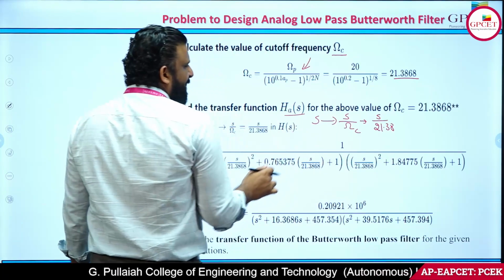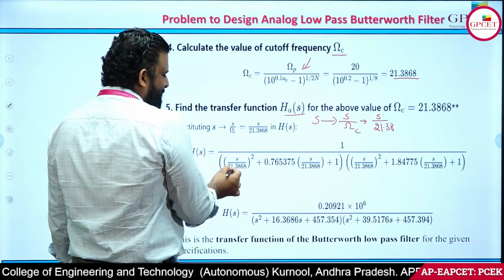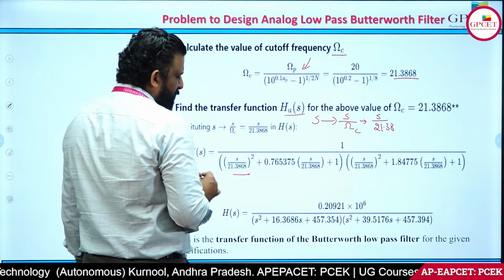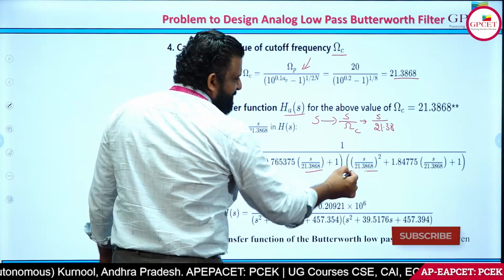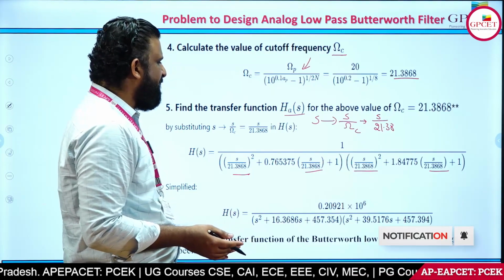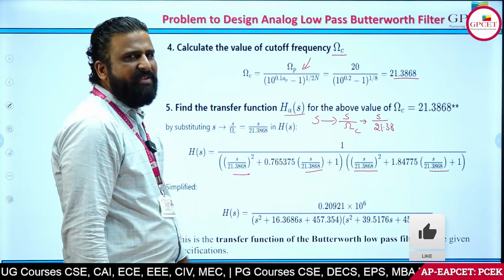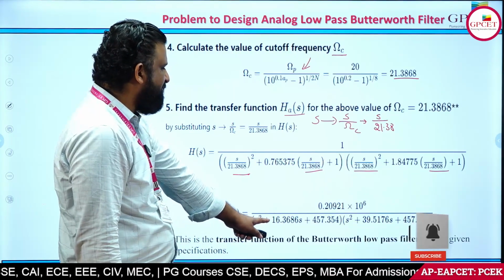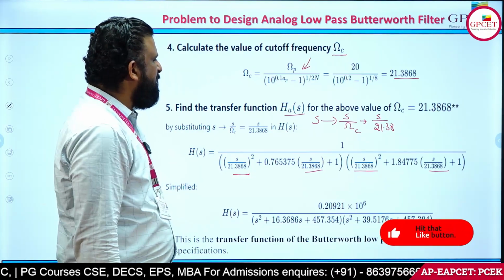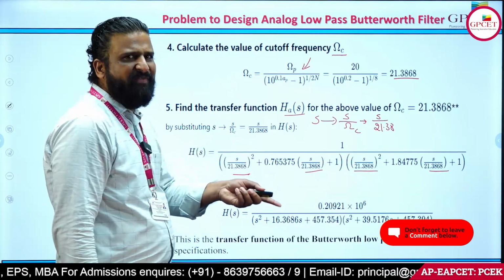Okay. In all the values of s in the third step, we need to substitute that s with s by 21.386. In the place of s, we just substituted it with s by 21.3868. After all the calculation, this is the final transfer function we got, which is nothing but the analog Butterworth transfer function for the low pass filter. So, these are the 5 steps of how we design the analog low pass Butterworth filter. This is for one specification.